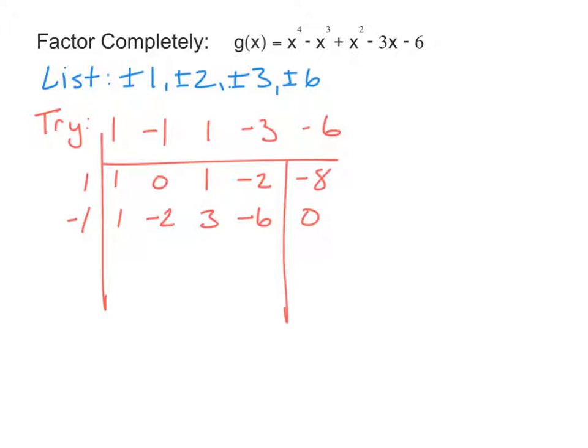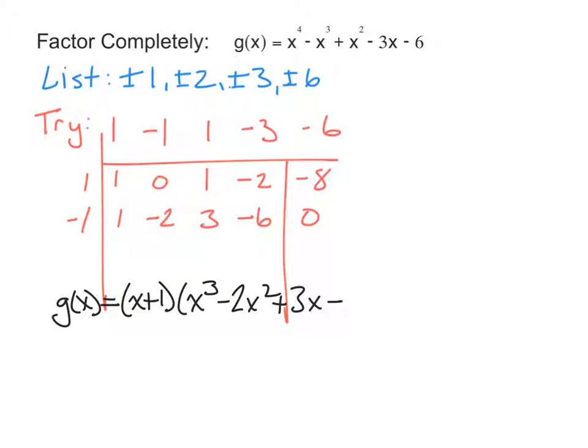Now that we have the 0, we can rewrite g of x as x plus 1 times x cubed minus 2x squared plus 3x minus 6. And that's one that we can factor by parts.